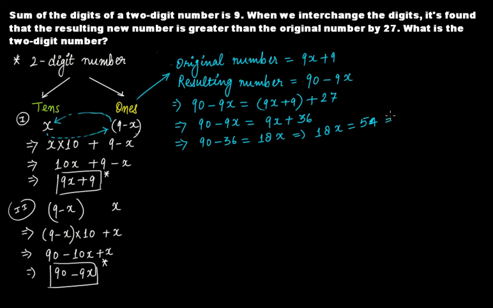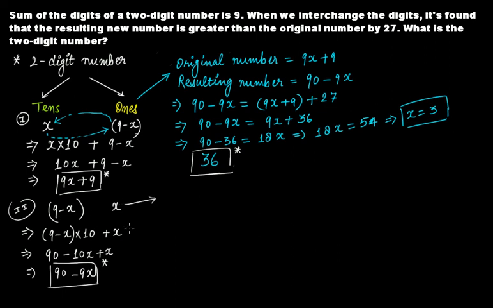So you solve it, you get x as 3. So if your x is 3, then at the tens place will come 3. At the ones place will come 9 minus 3, that is 6. So your number is 36. Right? 36. Let's take the second case.